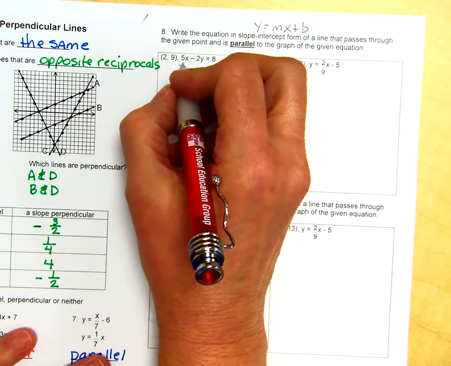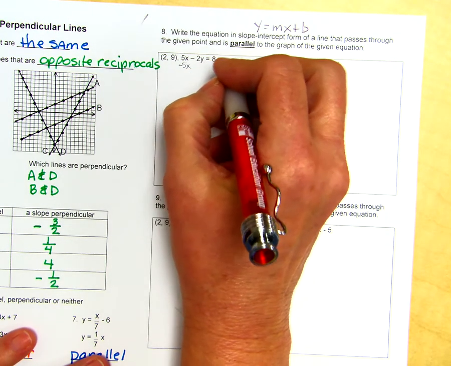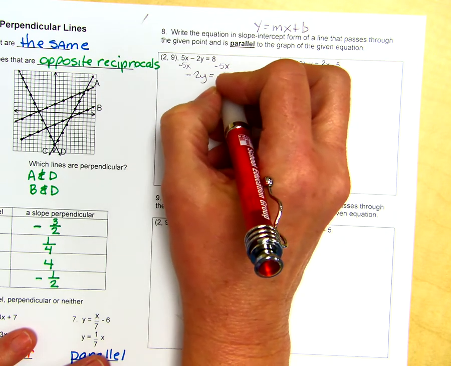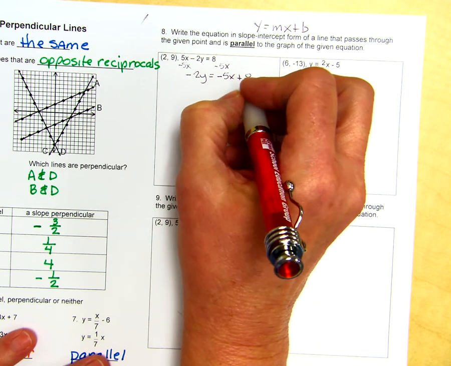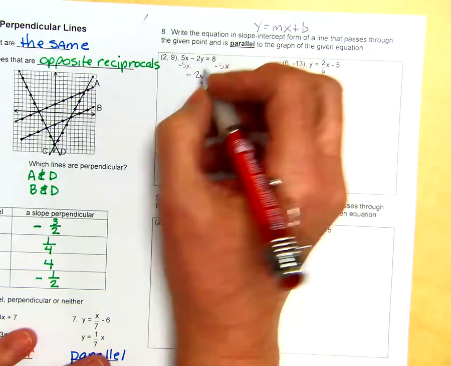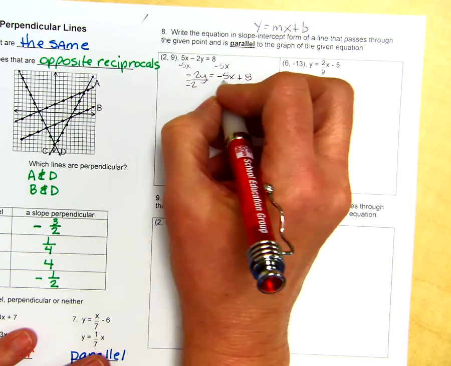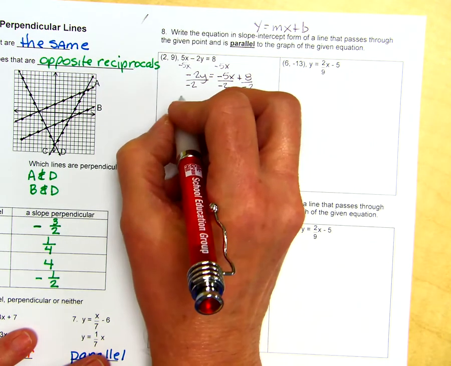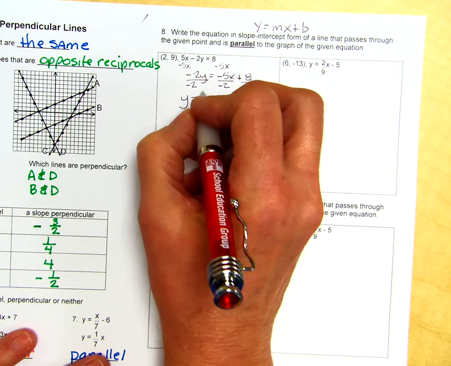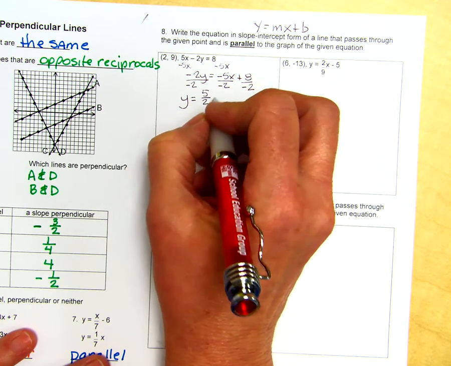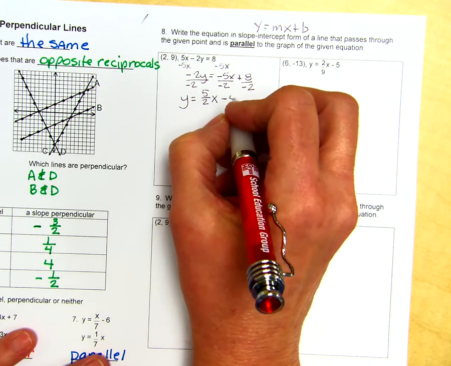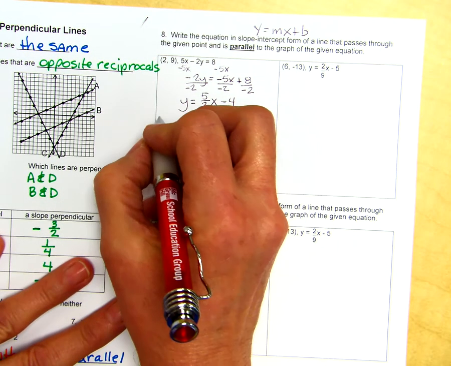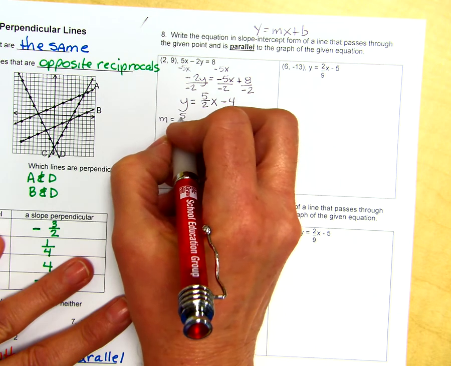We will subtract 5x from both sides. We end up with negative 2y equals negative 5x plus 8. Next, we divide by what's in front of the y, which is a negative 2. So we divide every term on both sides of the equation by negative 2. And we have the equation y equals 5 over 2x minus 4. We now know that our slope is going to be 5 over 2.